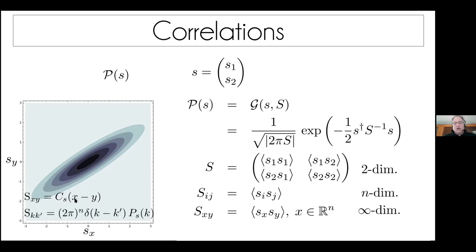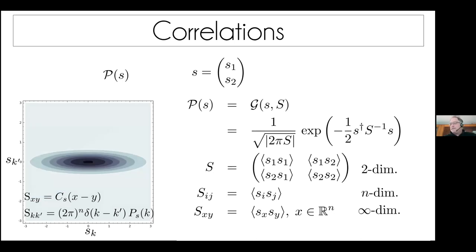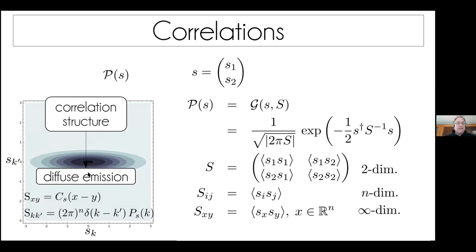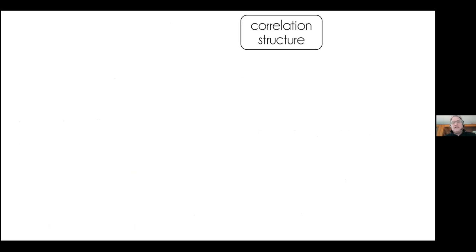Then one can show that this operator becomes diagonal if you go to Fourier coordinates. So now it only depends on a one-dimensional function down here, the so-called power spectrum. And the different Fourier modes are now uncorrelated. So this gives us a language in which to express correlation structures naturally, which we will use, for example, to describe diffuse emission. Okay, so now we know how to describe correlation structures.